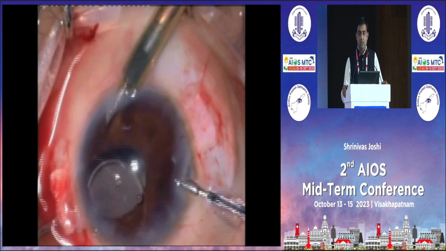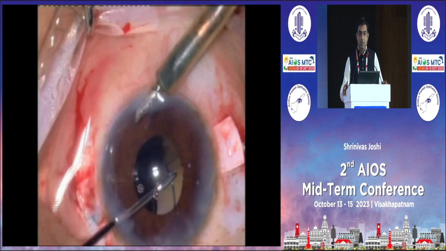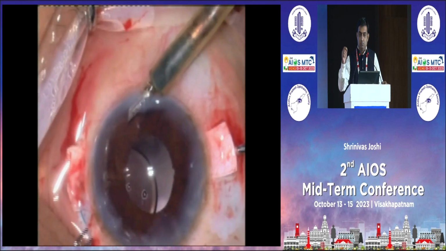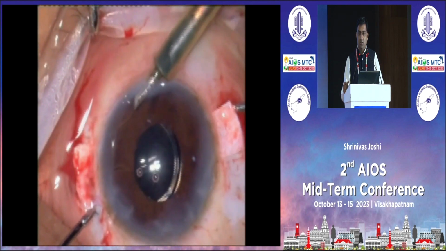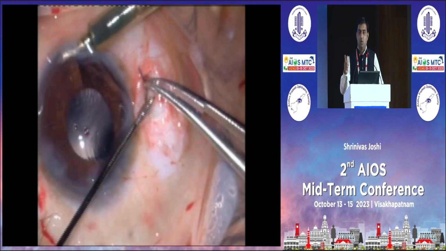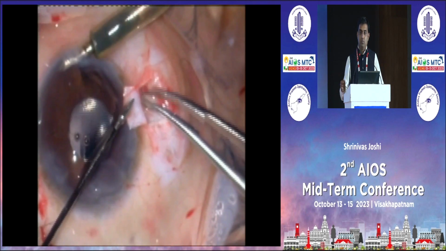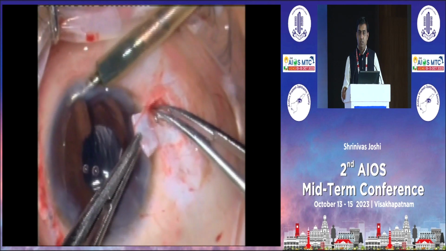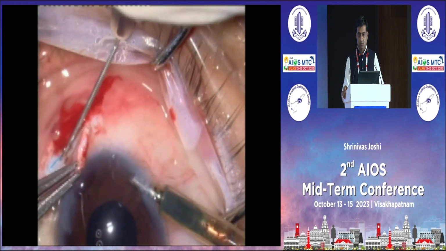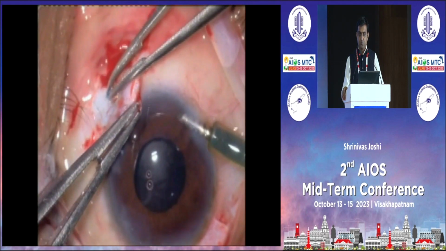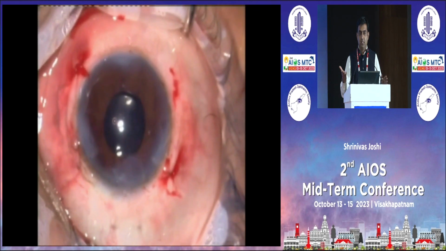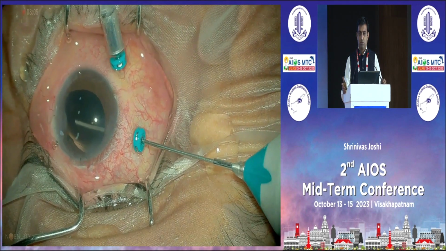So here I just try to dial it. I made a flap, made a Hoffman pocket, and then hold it at the edge or the tip of that haptic so that it doesn't bend, and then make a small tunnel using a 26 gauge or 27 gauge needle, and then just try to pass it through the Charot's tunnel.